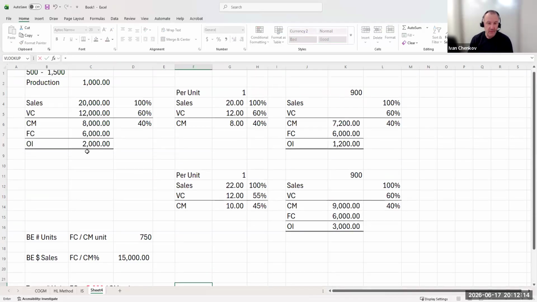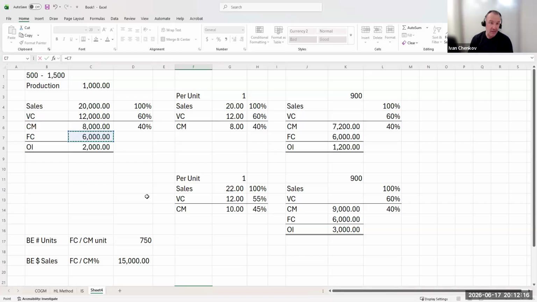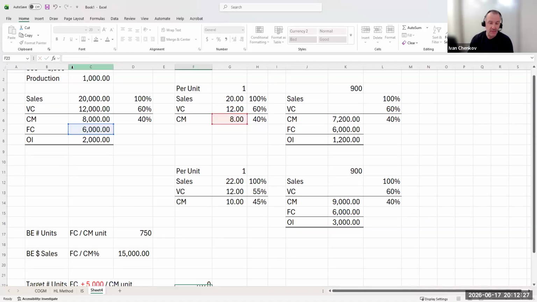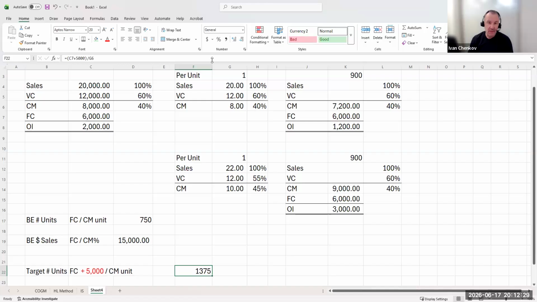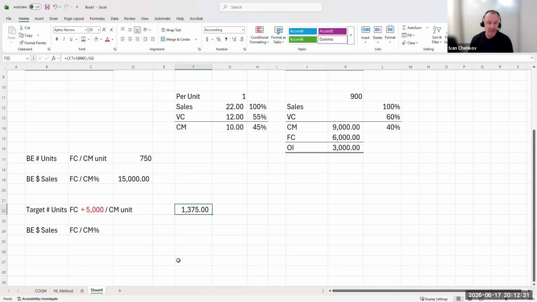So the $6,000 is my fixed cost plus the $5,000 that they want. That divided by the contribution margin per unit is going to give me the target. How many units do I need to sell? I need to sell 1,375. If I have the targets, probably the next one is going to be what will be the margin of safety.